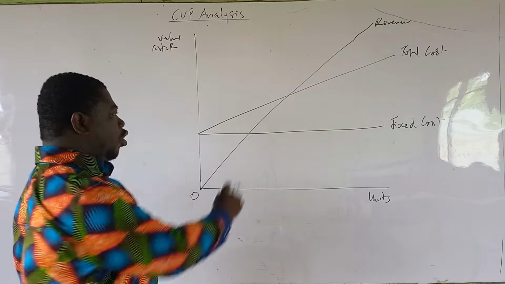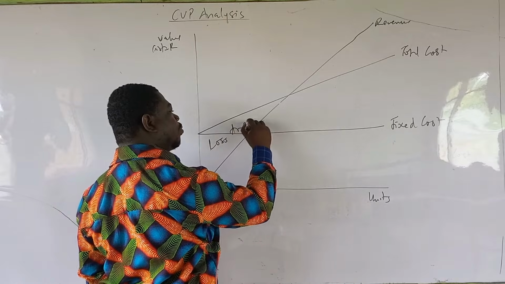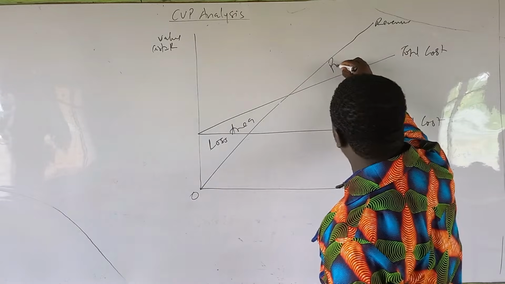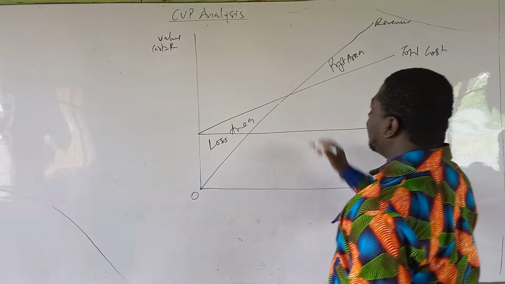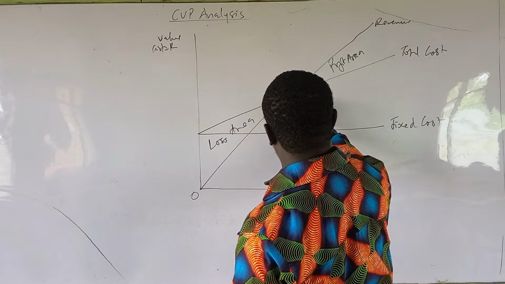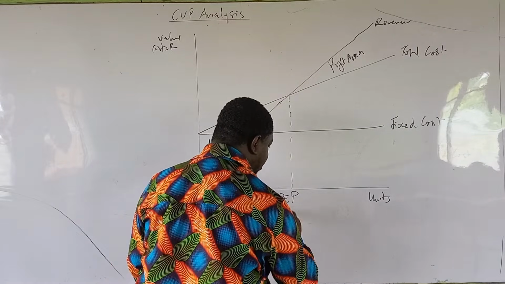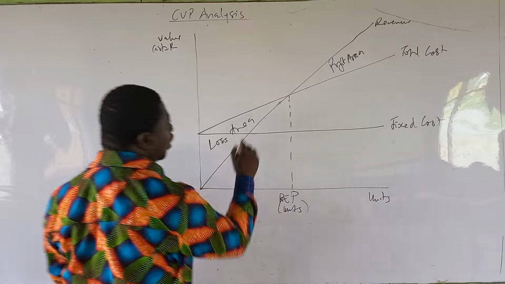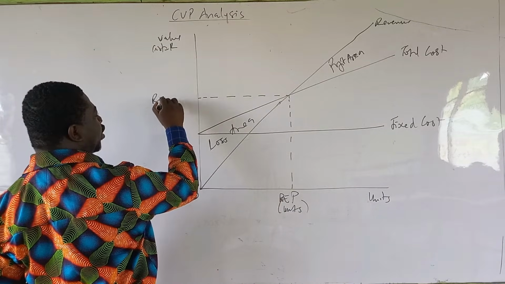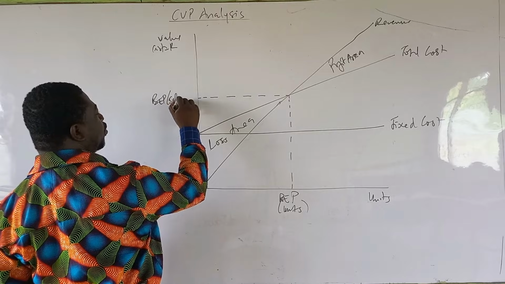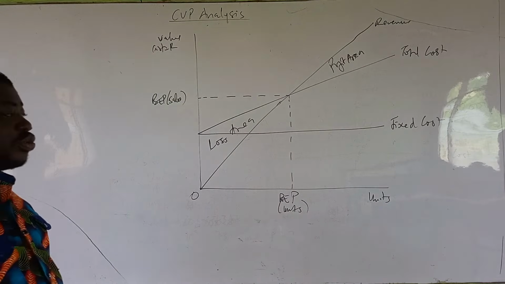Then I'm going to call this portion the loss area. I'll call this place the profit area. And then I'll trace this point down and call it the break-even point in units. I'll trace the same point to the left and call it the break-even point in sales value. I'm sure this diagram, you've now understood it.